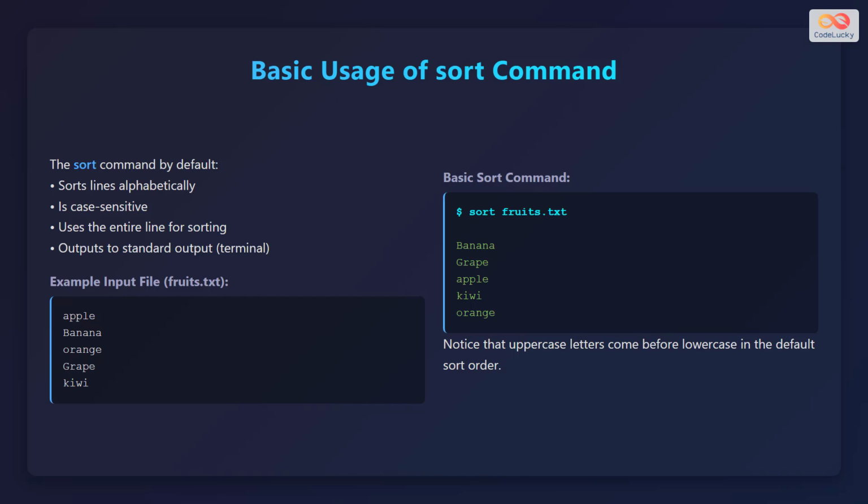Consider an example input file named fruits.txt, containing apple, banana, orange, grape, kiwi. A basic sort command like sort fruits.txt will output apple, banana, grape, kiwi, orange. Note that uppercase letters come before lowercase letters in the default sort order.